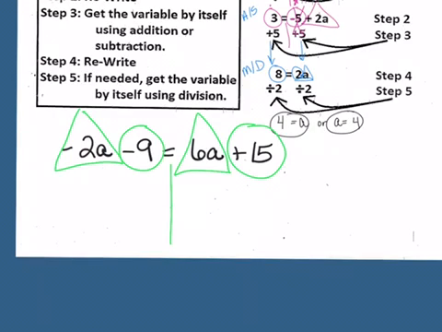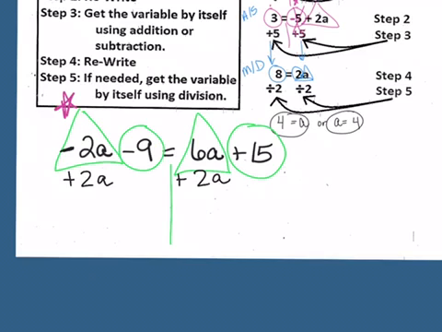So that should be negative 2A. That's my smallest variable. How do I move that negative 2A? By adding it. What's the sign in front of it right now? Negative. So the opposite would be to add it, or a positive. Make sure, since that's a variable, I have to add it to the variable on the other side.